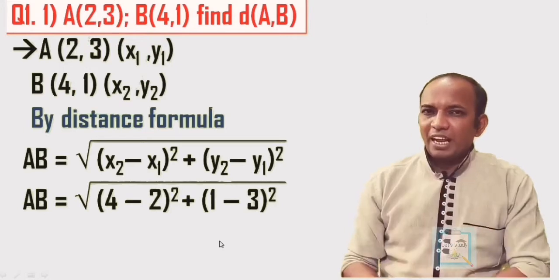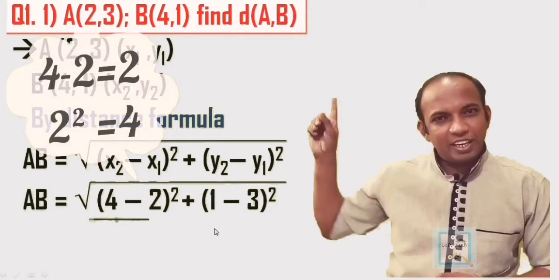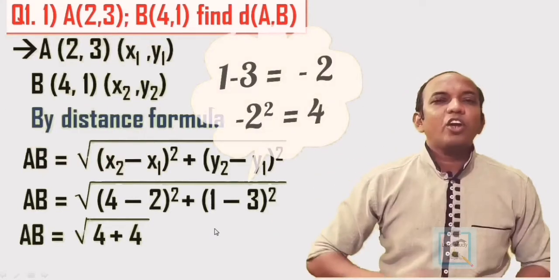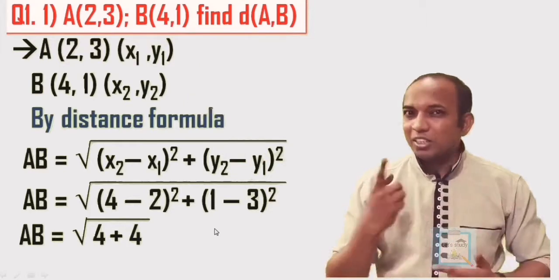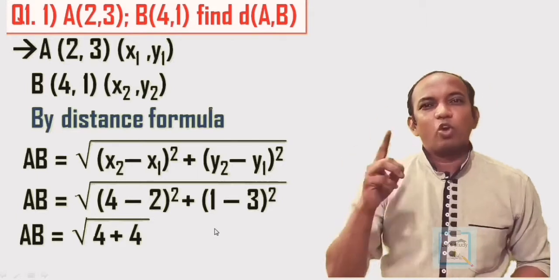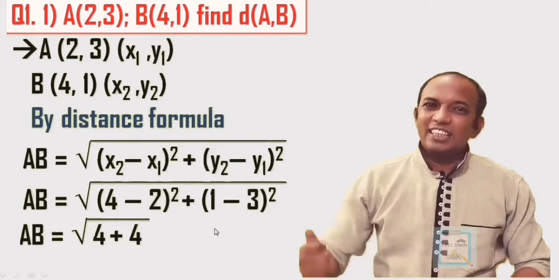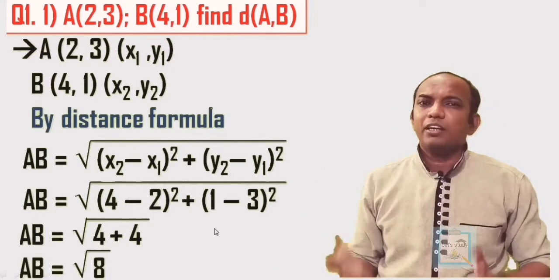Once you carry out the subtraction, 4 minus 2 we get 2, and 2 squared we get 4. 1 minus 3 we get negative 2. The square of negative 2 is again positive 4. During squaring, though the number is negative, your answer or the square will always come out positive. So what we have is 4 plus 4. As a result we get under root 8. So in short, AB equals root 8.